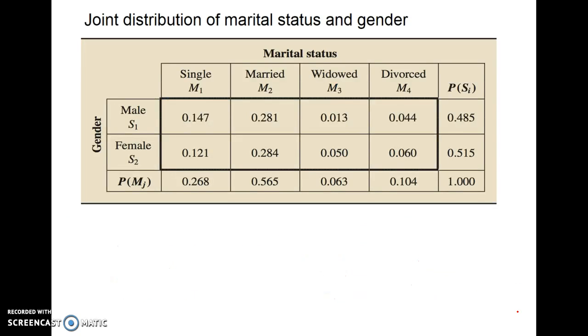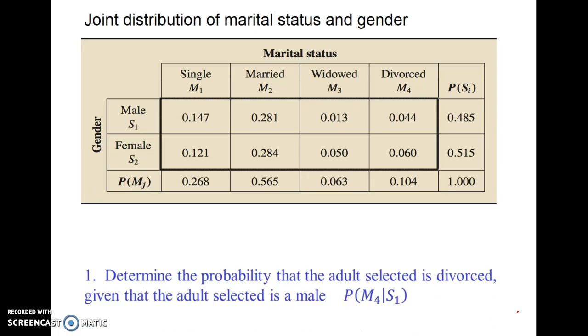Let's take a look at a different situation here. So here we have males and females. Singles would be guys or girls that have never gotten married. We have ones that are married, ones that are widowed, and ones that are divorced. This is a joint distribution table because it doesn't have the frequencies, it's not the actual numbers. It's the probability of each of those. So let's use this distribution table to answer these questions.